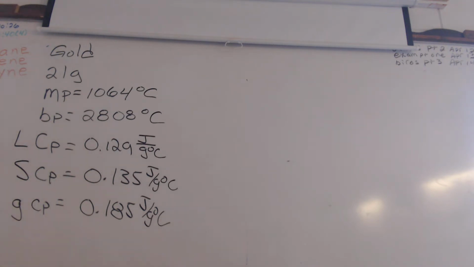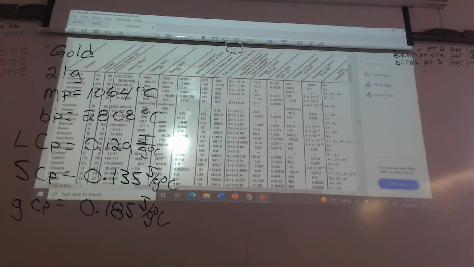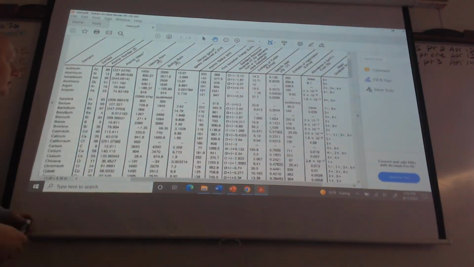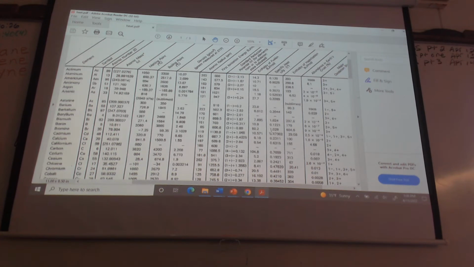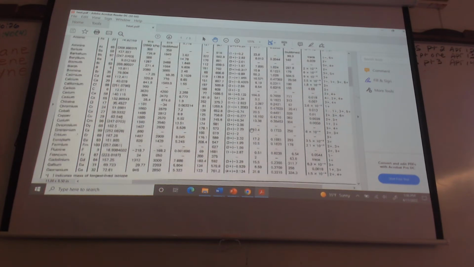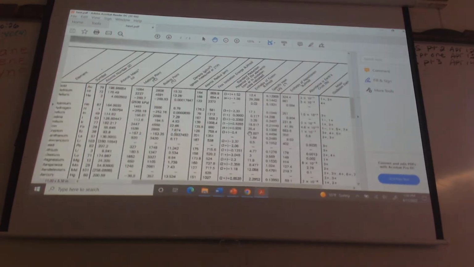I just didn't have enough time to copy these. I was going to put them in the drop folder. Bear with me for just a moment. We have to get down to gold, and it doesn't have these specific heats for solid and liquid gold, but they're probably pretty comparable.